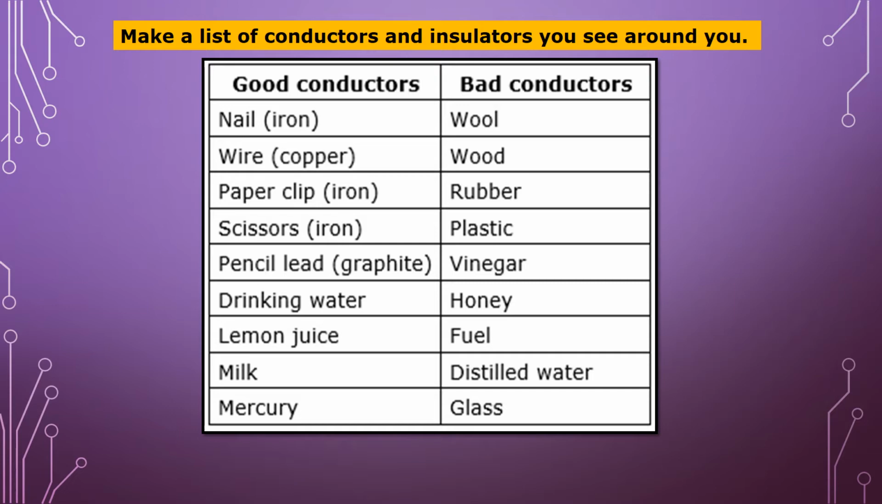So there are some good conductors. Examples are a nail, which is made from iron, copper wire, a paper clip, which is also made from iron, scissors, also made from iron, then pencil lead, that is graphite, drinking water, lemon juice, milk, mercury. These are all examples of good conductors. Now let us see bad conductors: wool, wood, rubber, plastic, vinegar, honey, fuel, distilled water, glass. These are all examples of insulators. So insulators are bad conductors of electricity.